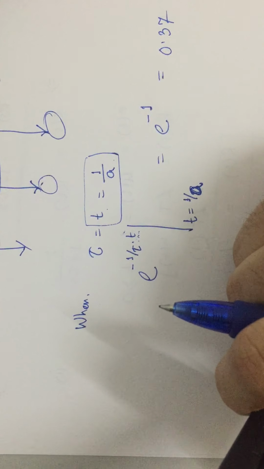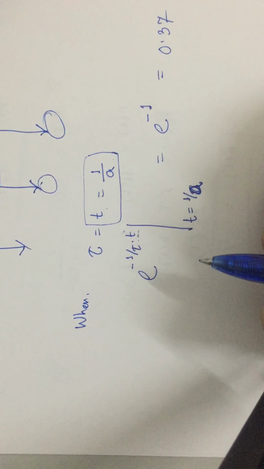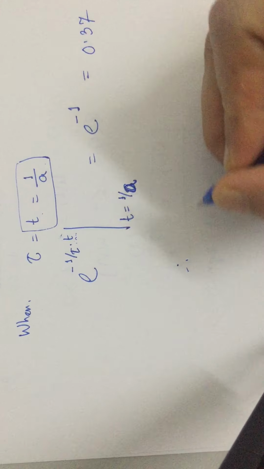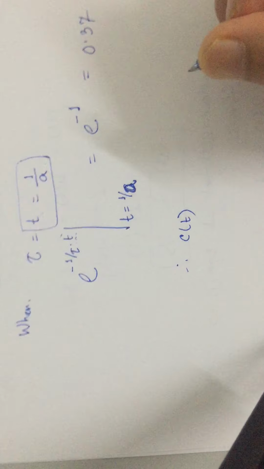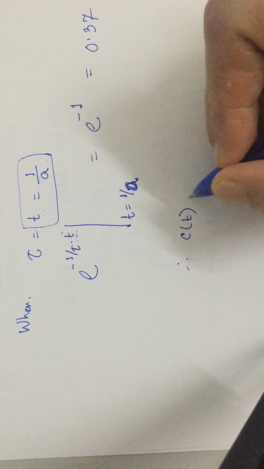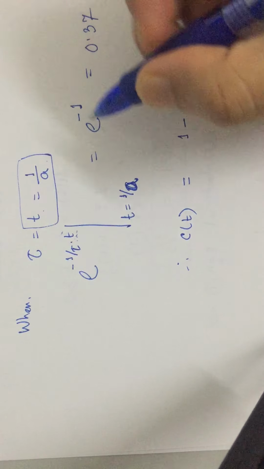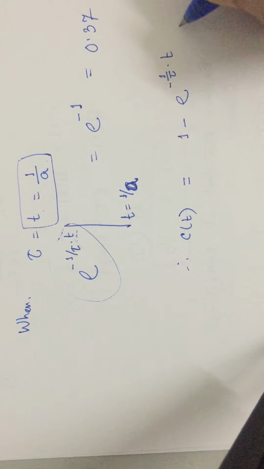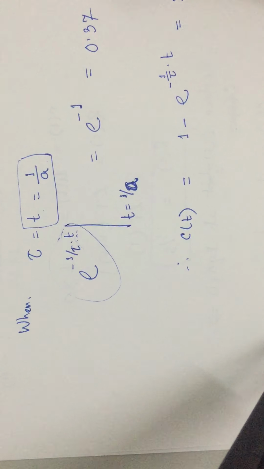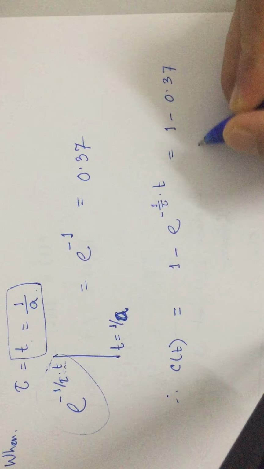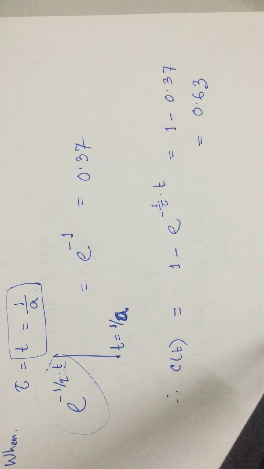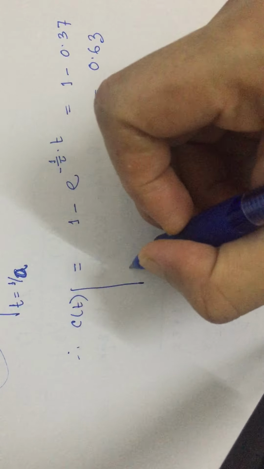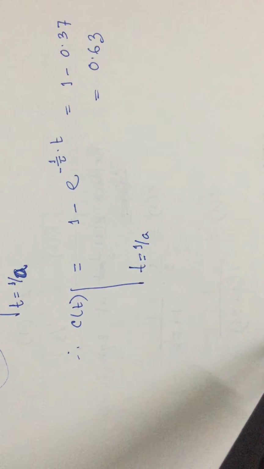Now C of t, when t equals 1 over a, will be 1 minus this one, right? 1 minus e power of minus 1 over tau times t, which is 1 minus 0.37. Oh, you can't see, sorry. This is 0.63, I think. Yeah, 0.63. So that means I am getting C of t equal to 0.63 when t equals 1 over a or 1 over tau.